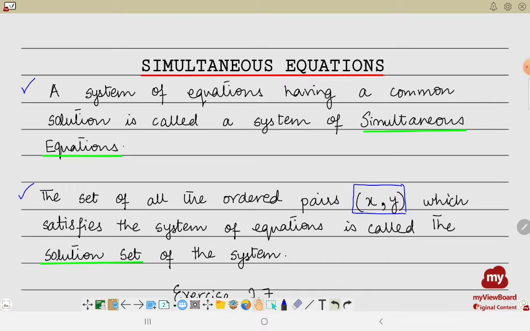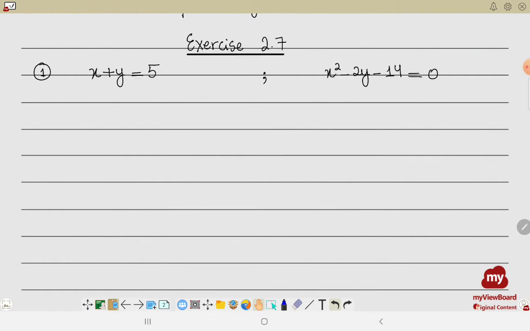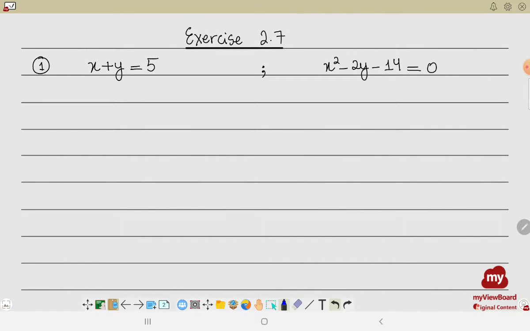Let's solve the first question, Exercise 2.7, in which there are two equations given to us. One equation is the linear equation and the other equation you see is the quadratic equation. Now how are we going to solve it? First of all, we are going to give numbers to these equations. Let this be equation number 1 and let this be equation number 2.